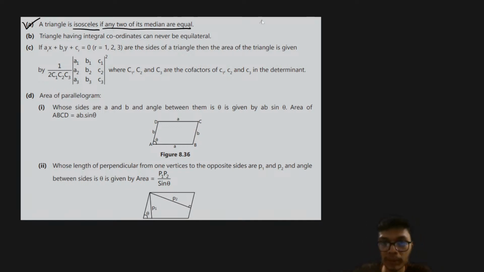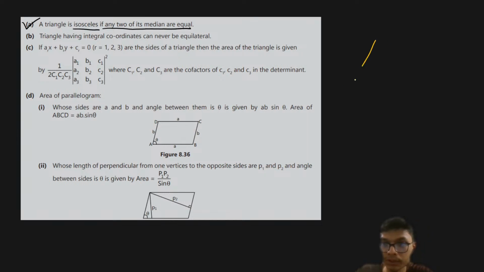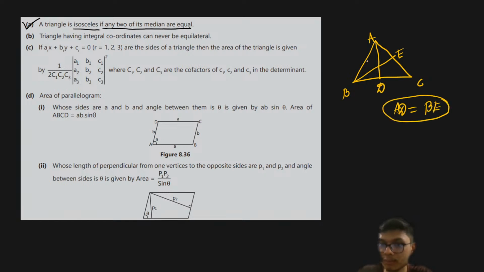So if any two medians of a triangle are equal, then that triangle is an isosceles triangle. If you look over here, let us say this is one of the medians, and another median is like this. If any two medians are equal, then this is an isosceles triangle such that AB is equal to AC. This is a very straightforward property.